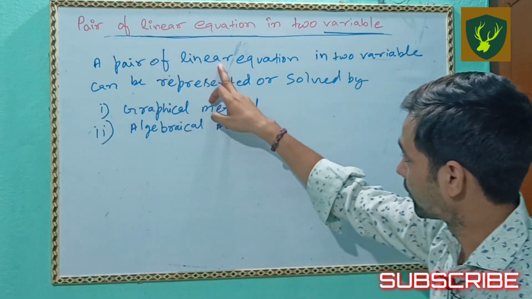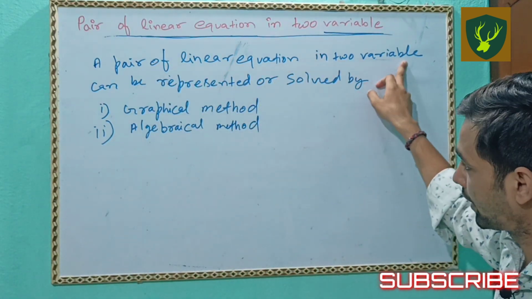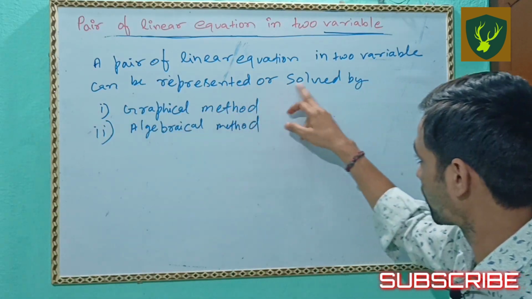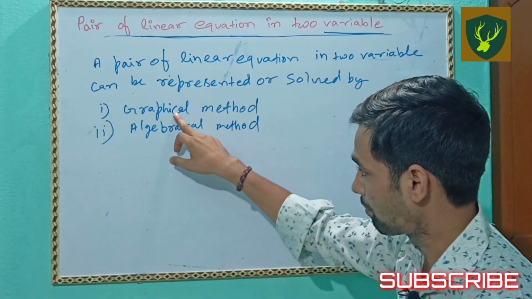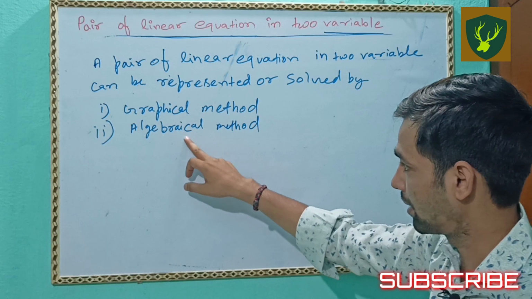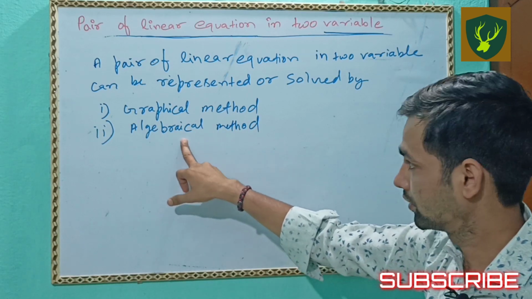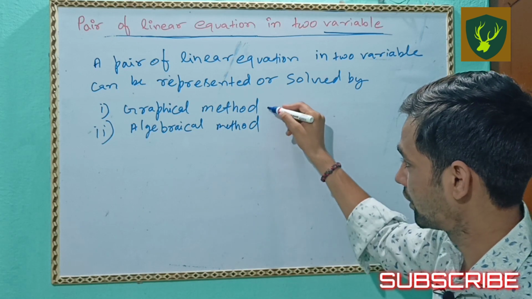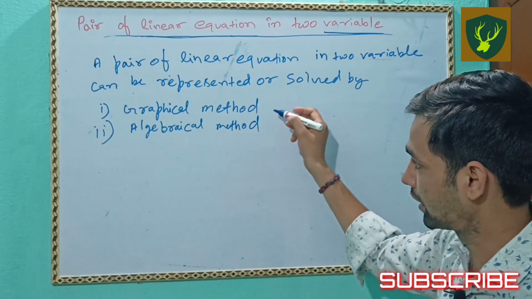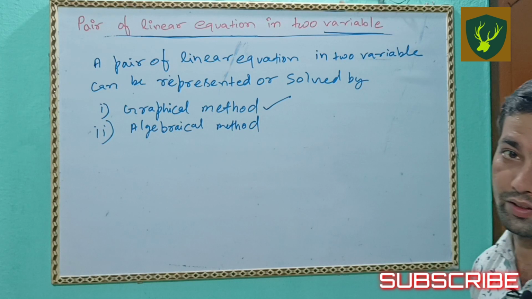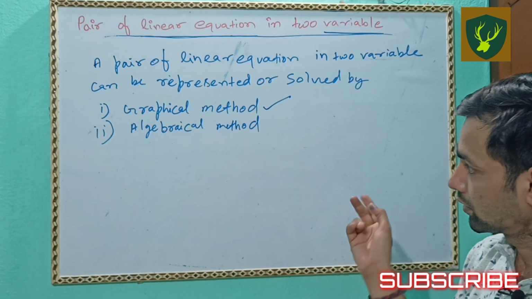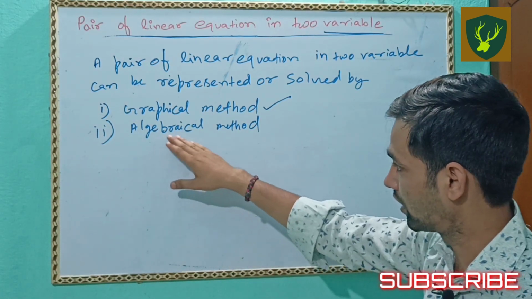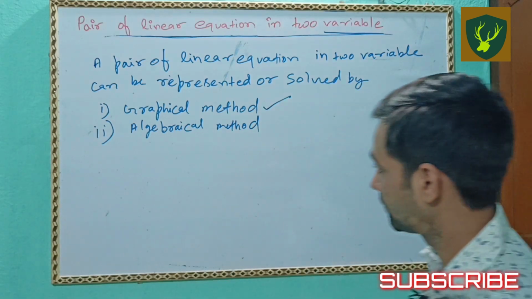A pair of linear equations in two variables can be represented or solved first by a graphical method and second by an algebraic method. Okay. Now let's study about the first. We will study how to solve the linear equations by a graphical method, and then next we will study about the algebraic method.